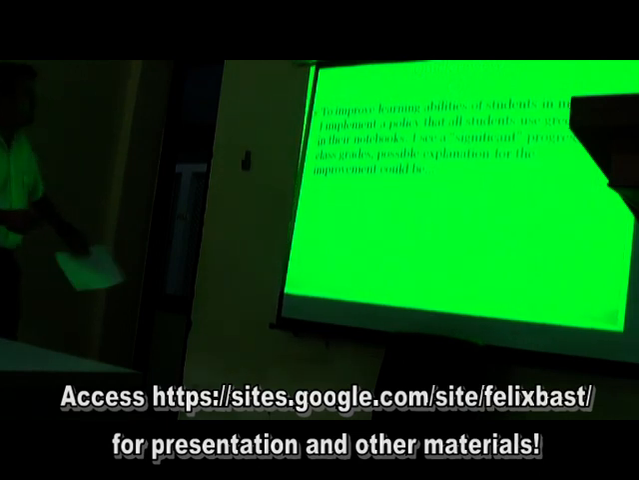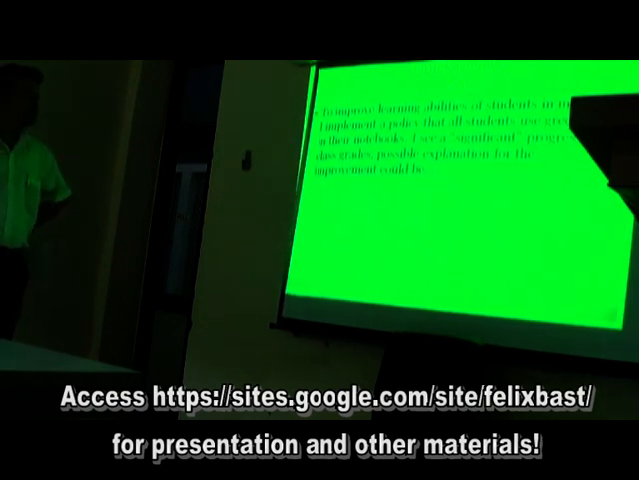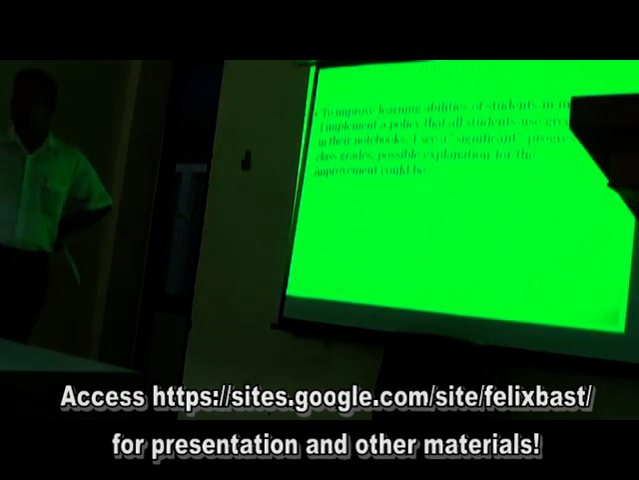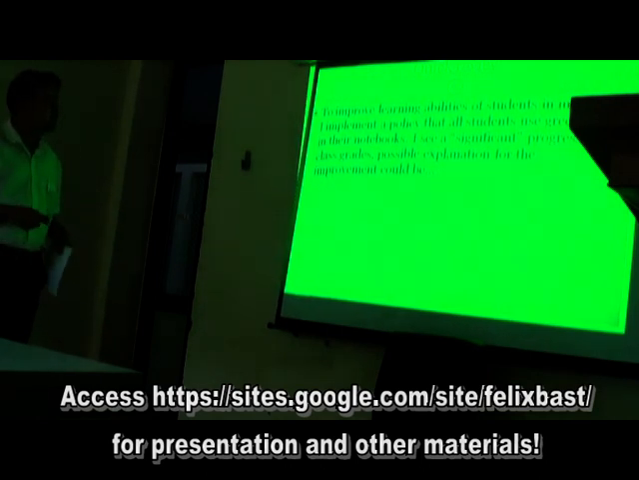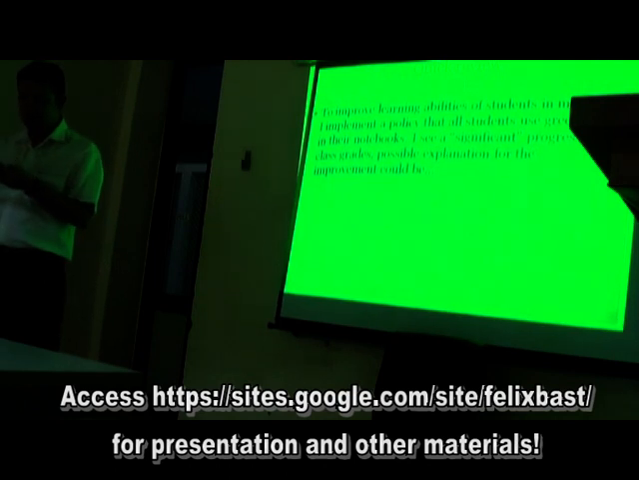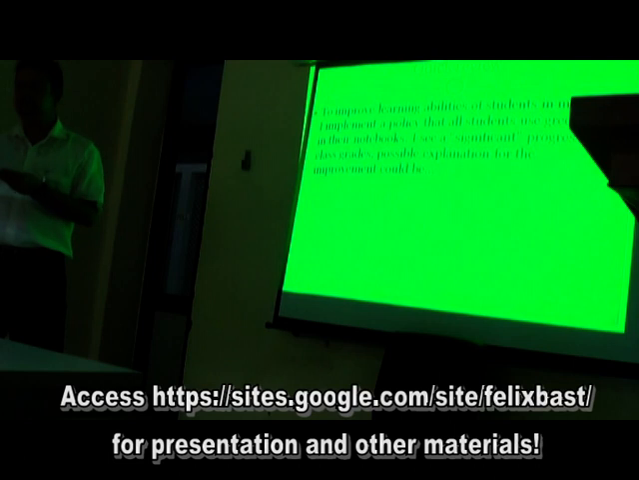Right, the first question here is: to improve learning abilities of students in my class, I implement a policy that all students use green ink in their notebooks. I see a significant progress in class grades. What would be the possible explanation for this improvement? Okay, so can Ankush Pandey answer this question?